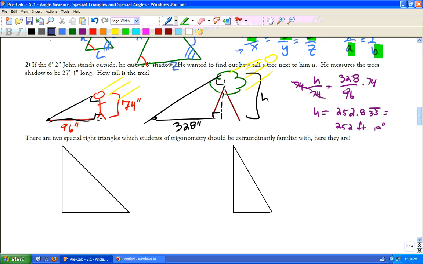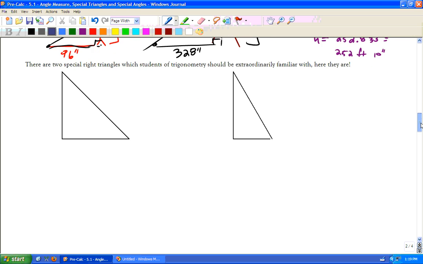There are two triangles that are going to keep showing up, which all students of trigonometry just need to know. They're going to show up again and again. What we're going to look at is how the sides are proportional. No matter how big they are, the proportions of these two right triangles always hold. First of all, I've given away some information by saying that they're right triangles.